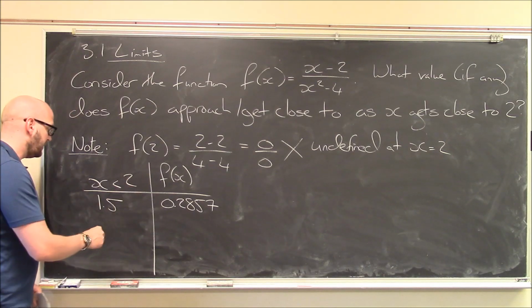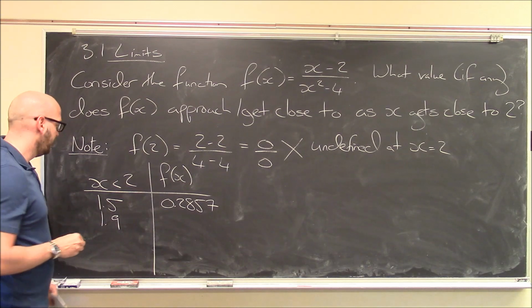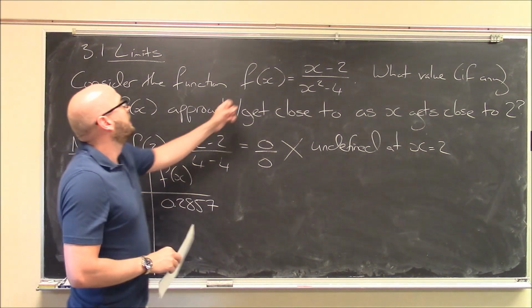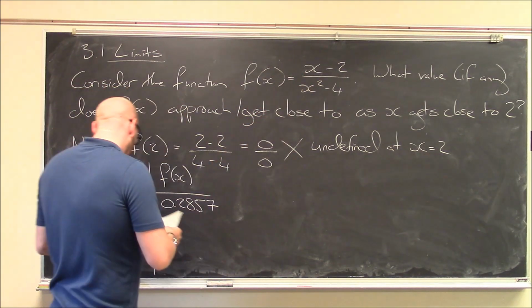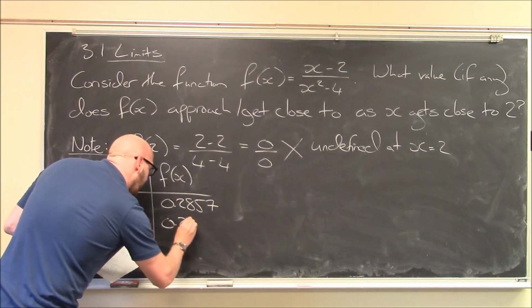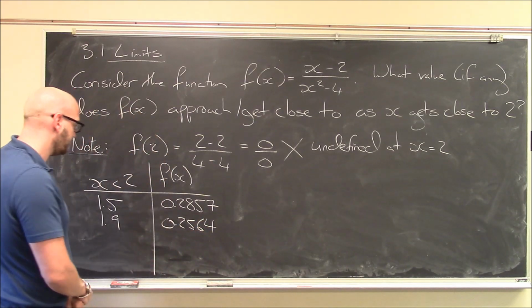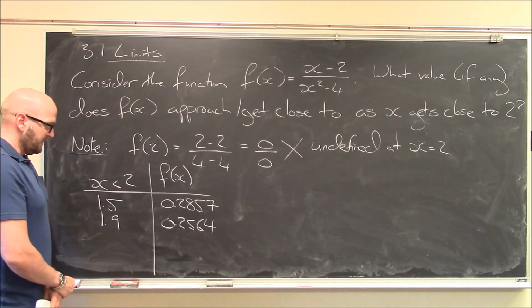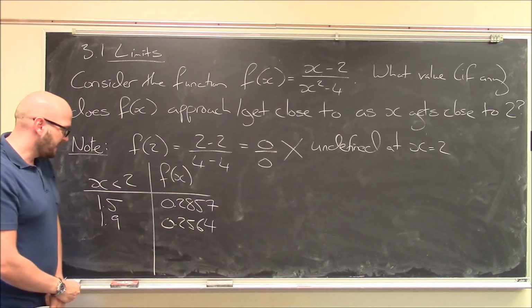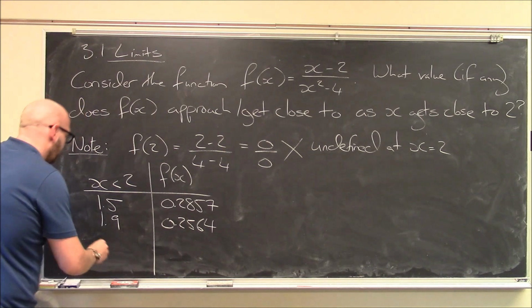So let's go something closer to 2. How about 1.9? Right, 1.9 is definitely closer to 2 than 1.5. So we'll plug 1.9 into this function. You get 0.2564. Okay, can I recognize a trend yet with 2 values? Not really. How about we get even closer, right? 1.9 isn't all that close to 2. We could do even better.